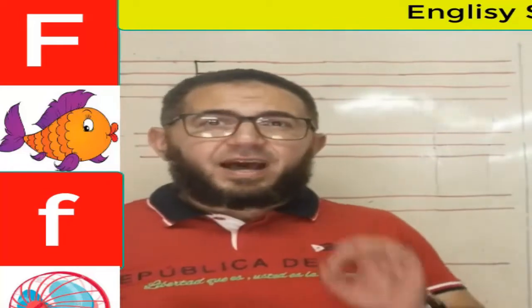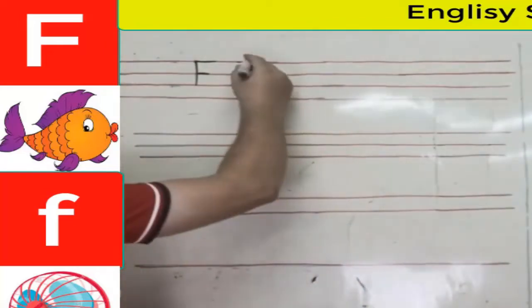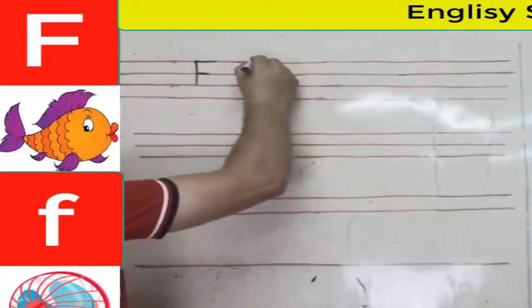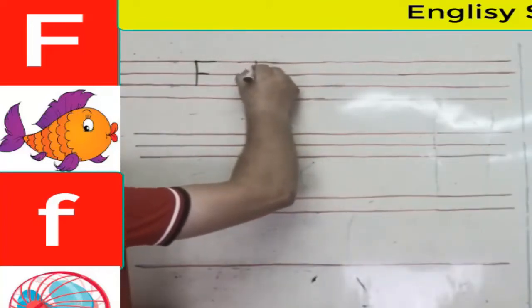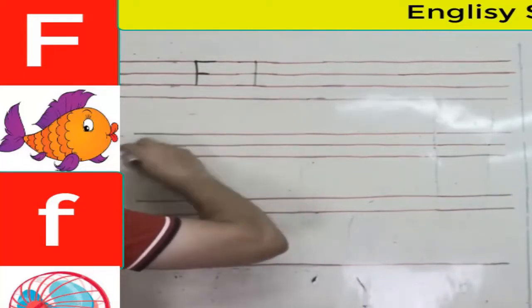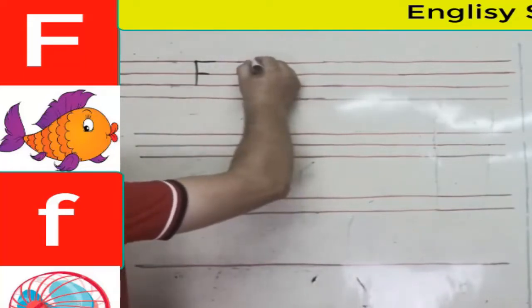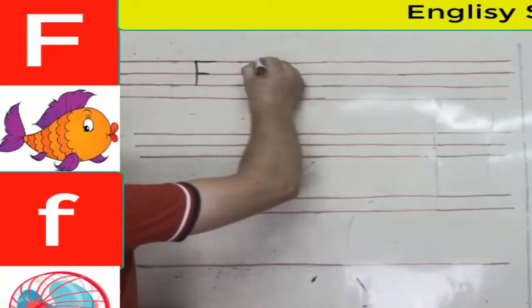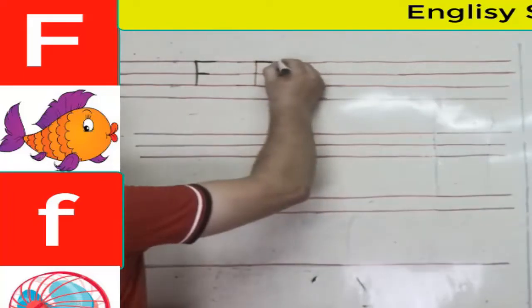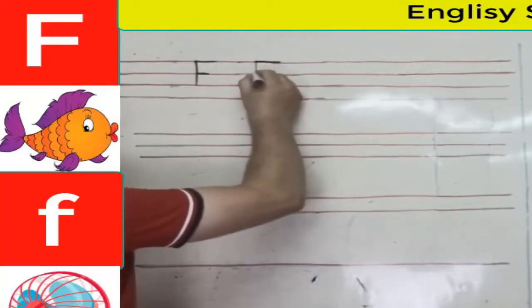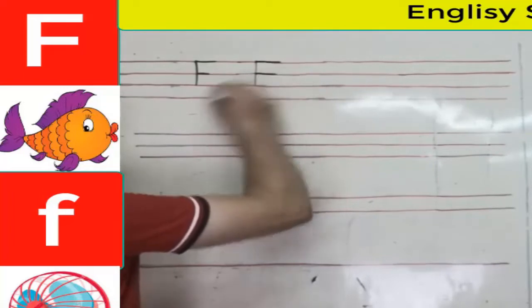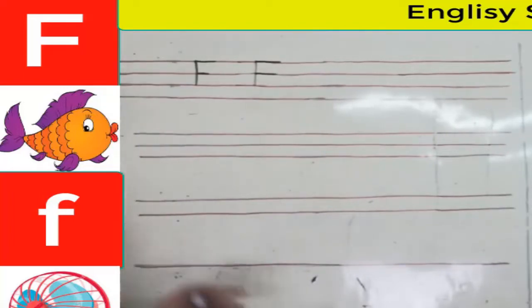Again, let's see how to write F capital on the four lines. We start at the top, from the first line, then go down to the third line. And then at the first line, we go to the right, and go to the right again from the second line. It's called F capital.